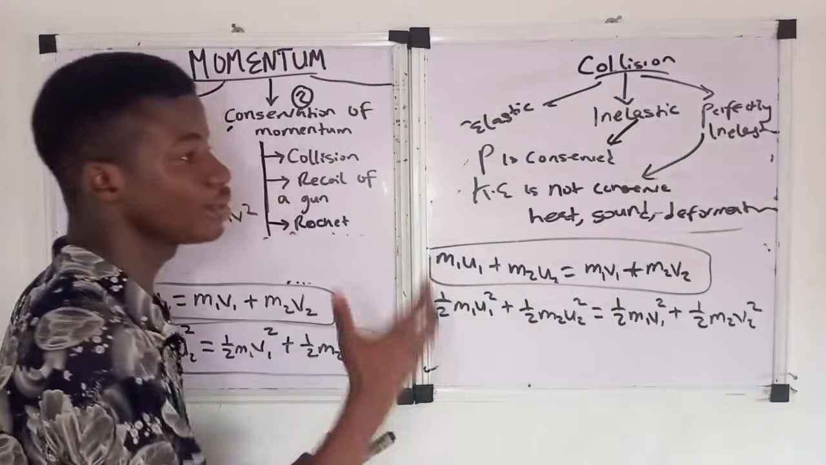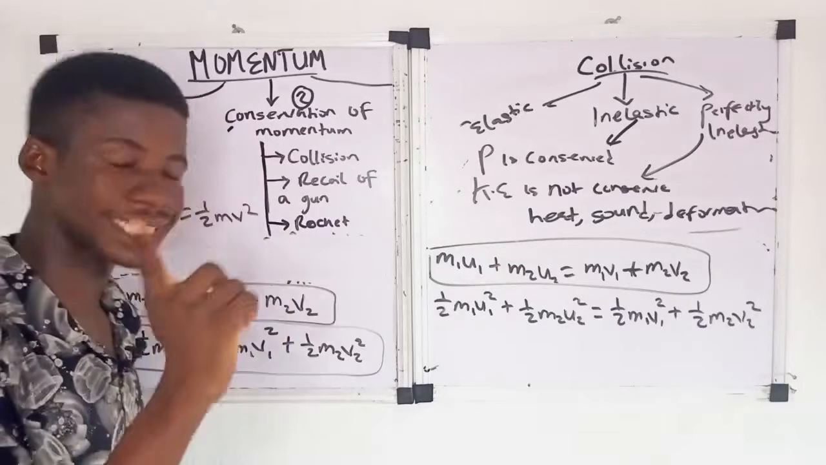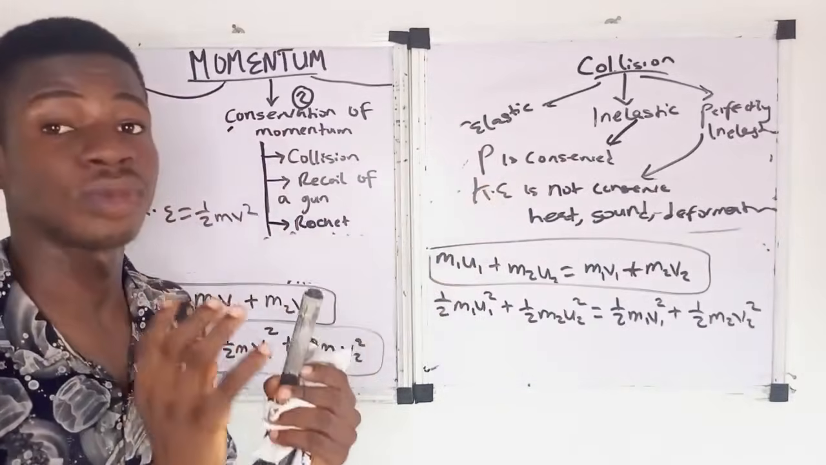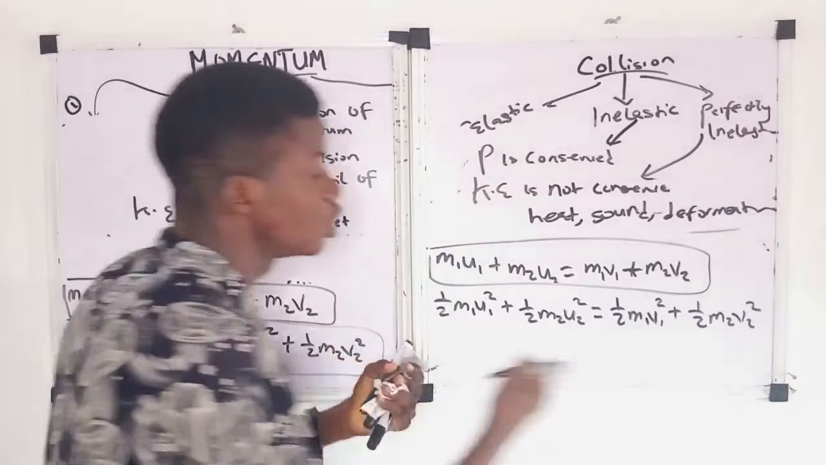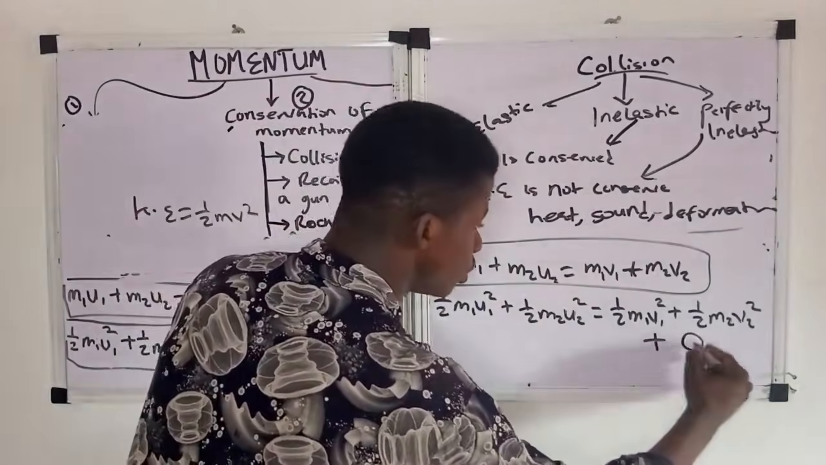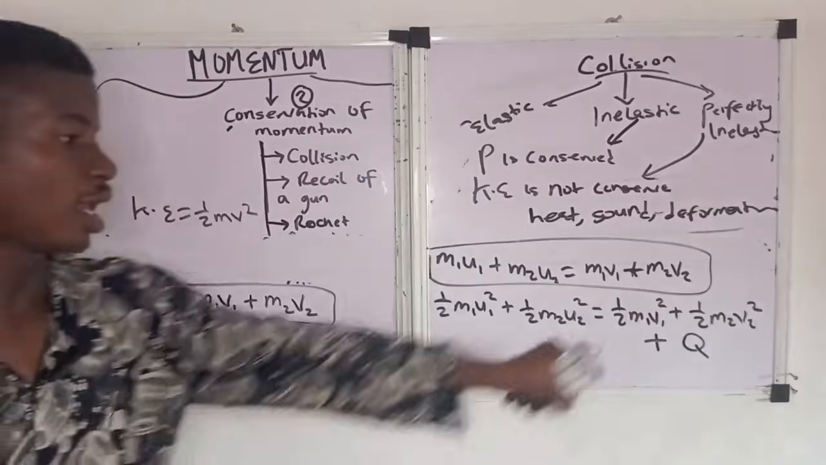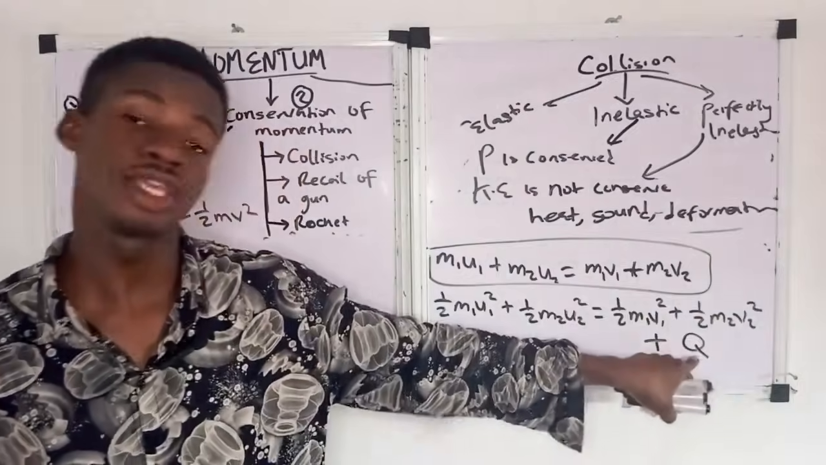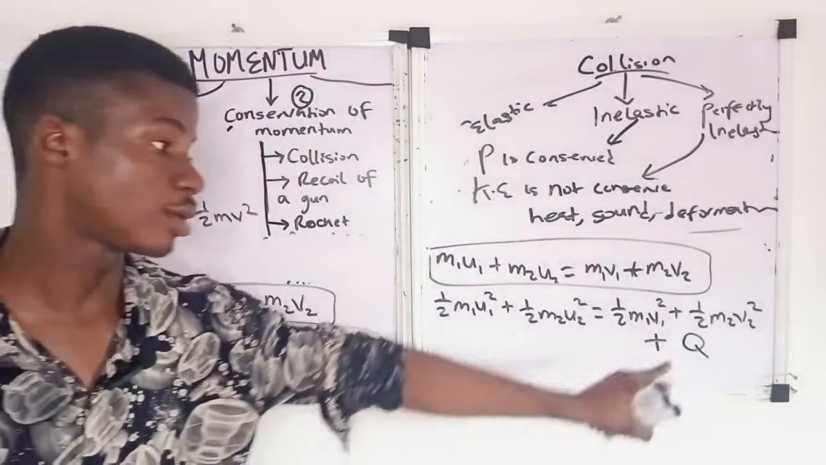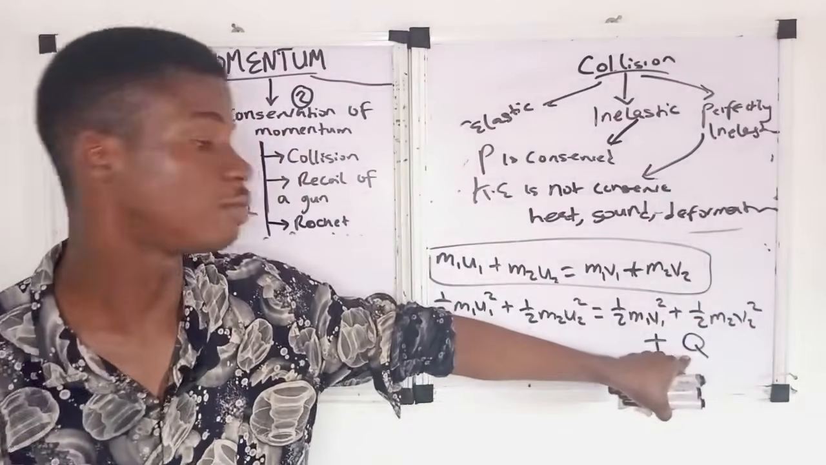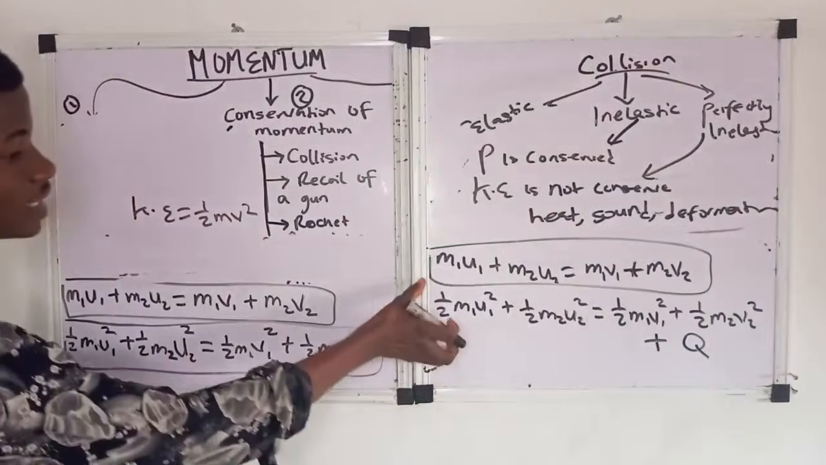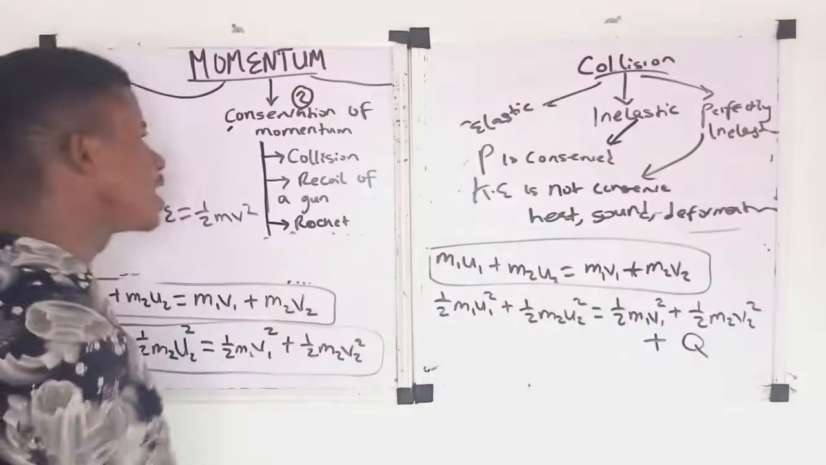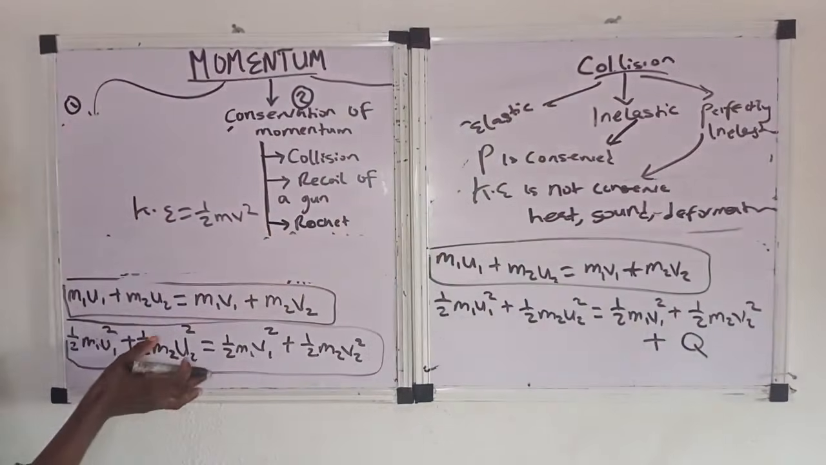Okay, for the kinetic energy, based on the fact that in inelastic collision, energy is usually lost, right, in the form of heat. So plus Q, yes: half m1 v1 squared plus half m2 v2 squared, then plus Q. This Q is the loss of energy in the form of heat. So this is the kinetic energy you calculate for inelastic collision, while this one is for elastic collision.